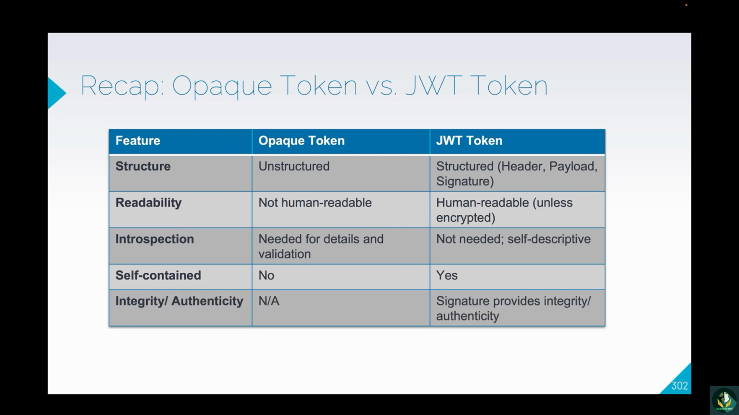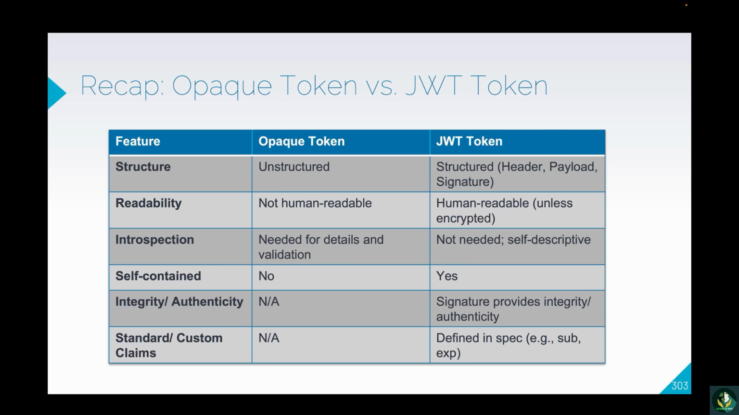Integrity and authenticity. Opaque tokens don't inherently provide any integrity or authenticity. That's handled by the server-side validation. JWT tokens come with a signature that ensures the integrity and authenticity of the token, making them more versatile for local validation.